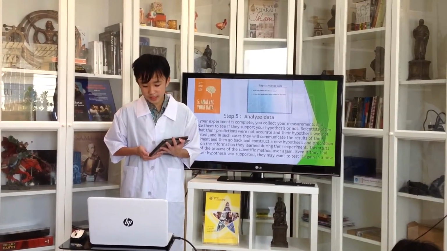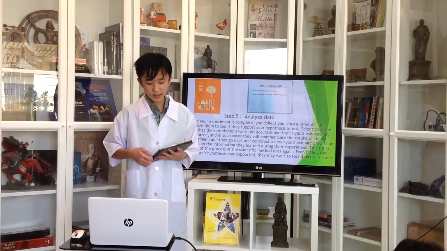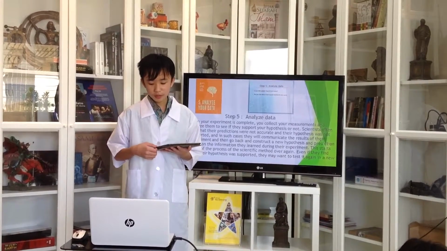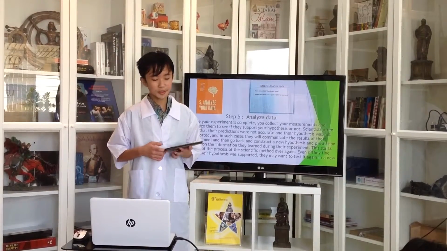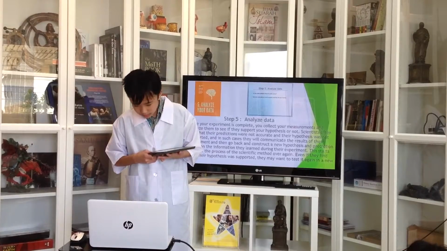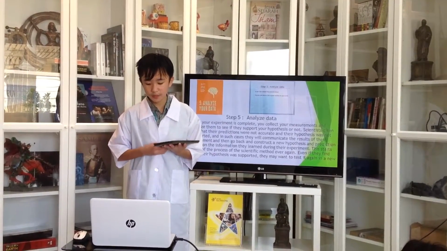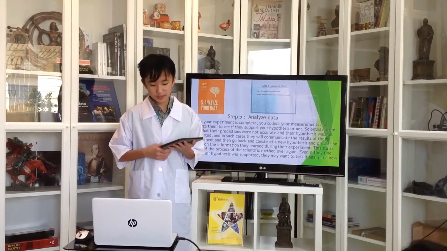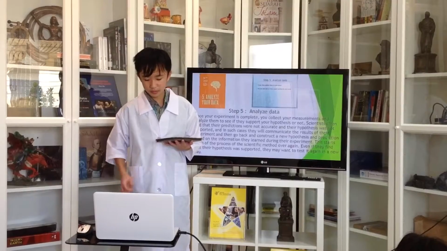And in such cases, they will communicate the results of their experiment and then go back and construct a new hypothesis and predictions based on the information they learned during their experiments. This starts much of the process of the scientific method over again. Even if they find that their hypothesis was supported, they may want to test it again in a new way.